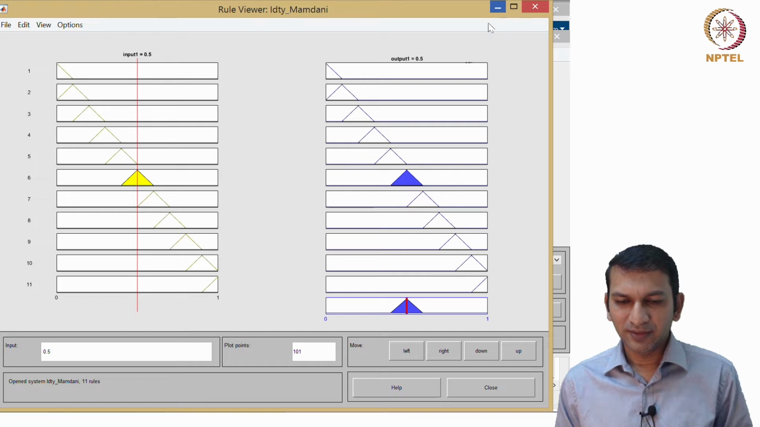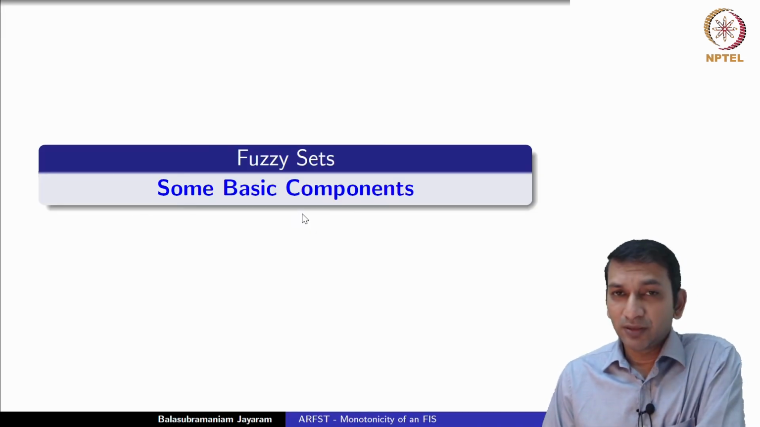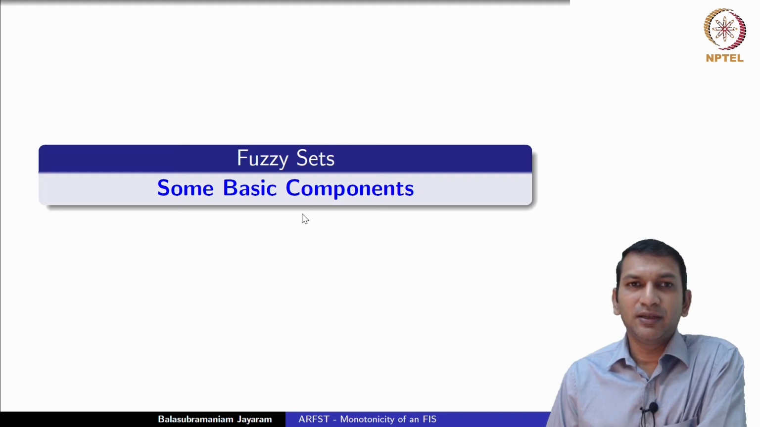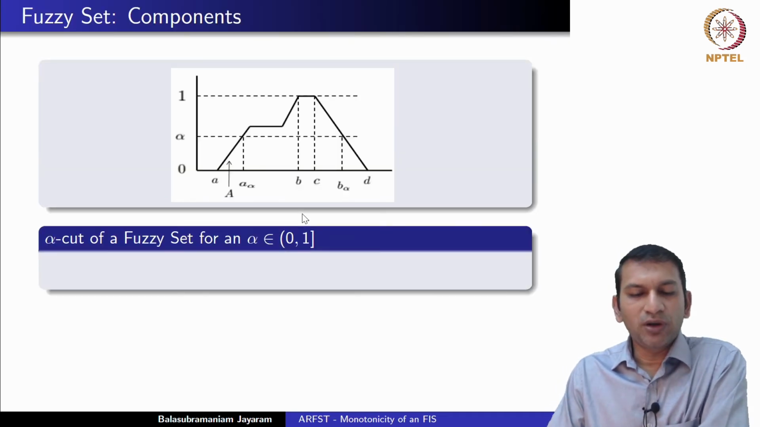Towards this end, let's revisit some of the concepts that we have seen earlier in the course. Given a fuzzy set, we know what an alpha cut is.